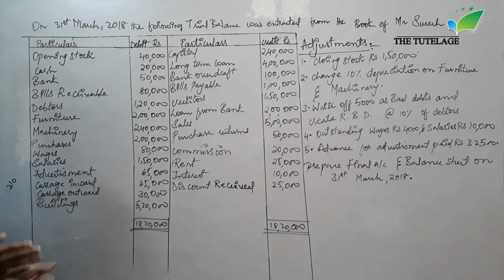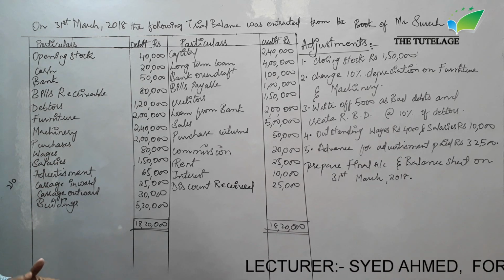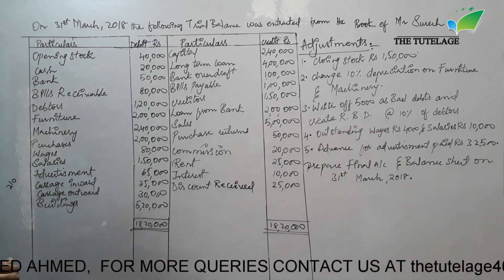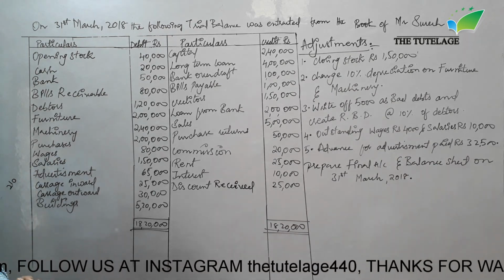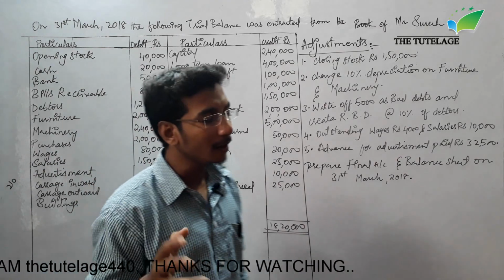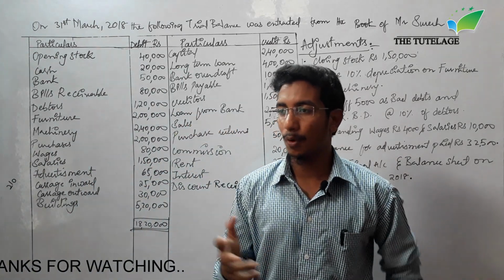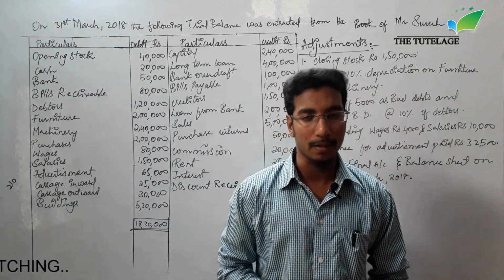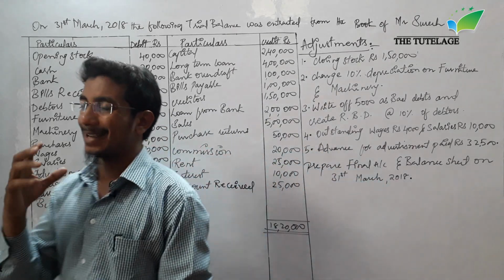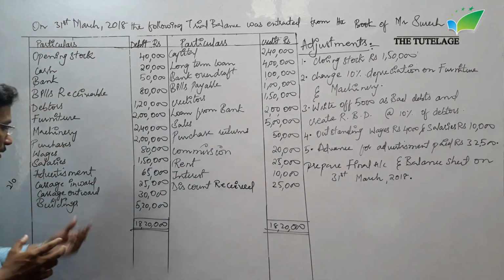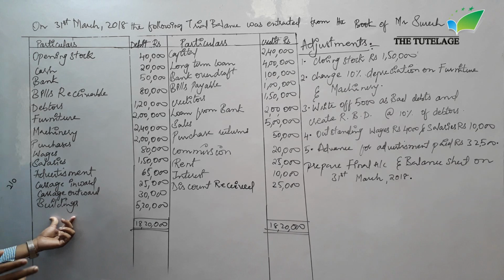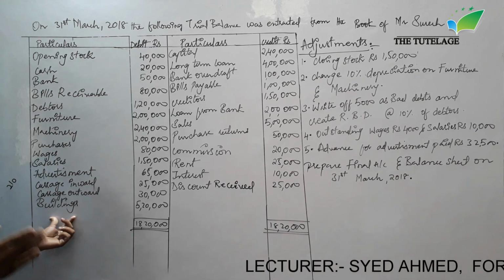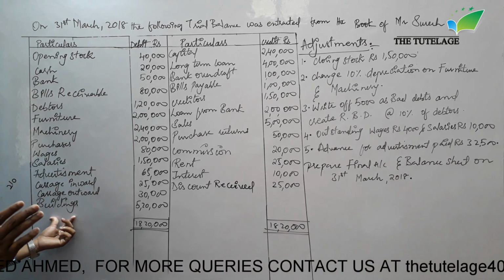Carriage outward: when we sell the goods, we provide free delivery to our customers. At that time the carriage expenses paid should be recorded on the profit and loss account debit side. And building is an asset, so we record on the balance sheet asset side.